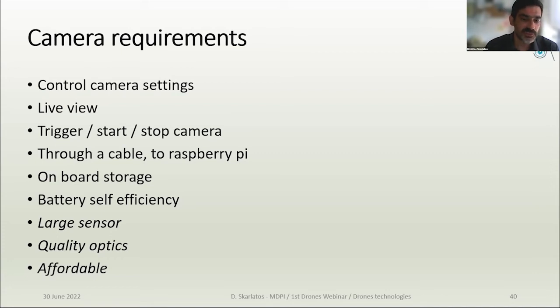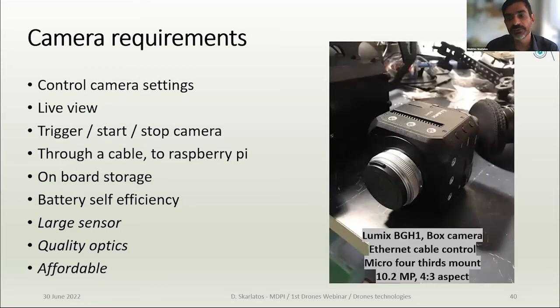Onboard storage, obviously, because the data are huge. Battery efficiency. And then again, we go down to the traditional requirements of photogrammetry, so large sensor, quality optics, and an affordable camera. The camera that we could use and fit in our budget was a box camera. So it was a cinematography box camera which can be controlled with an Ethernet cable. It's not of extremely high quality. It's not the best we can get.